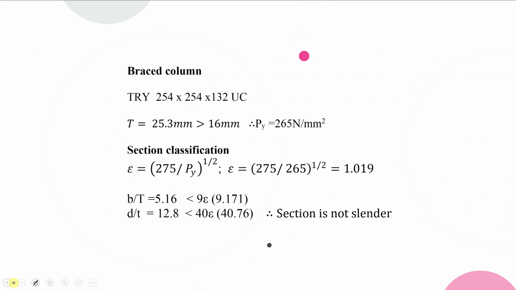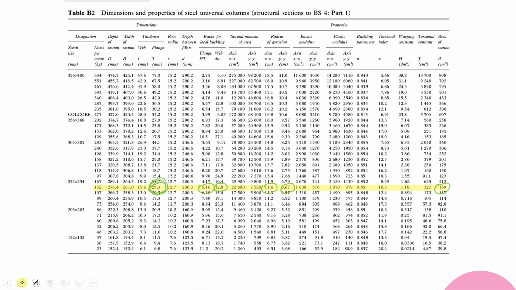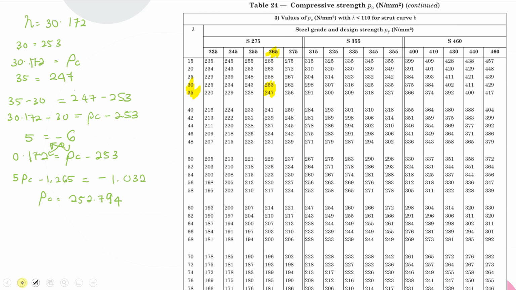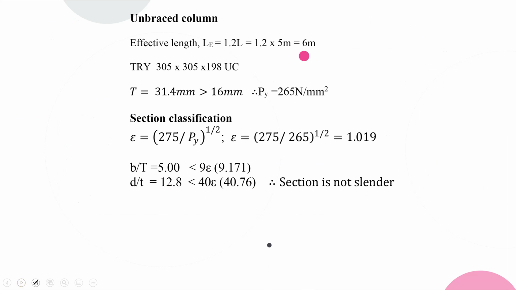Since our section's compressive resistance is larger than the axial load. Okay, if you look, the value does not differ much, which is what we want, optimal design. We don't want to over design. Okay, then we can proceed with calculating for the unbraced column.